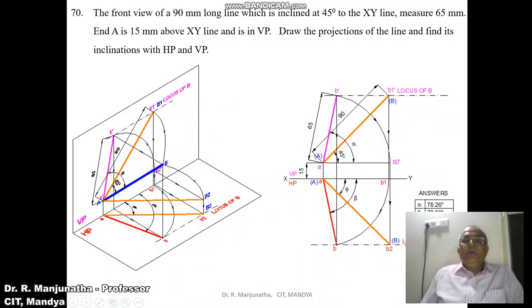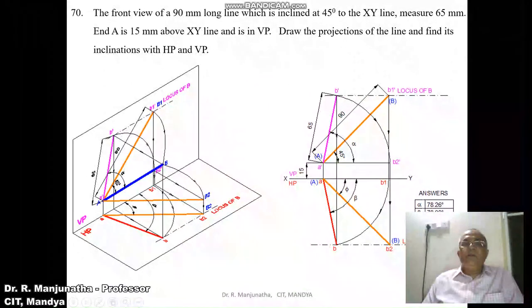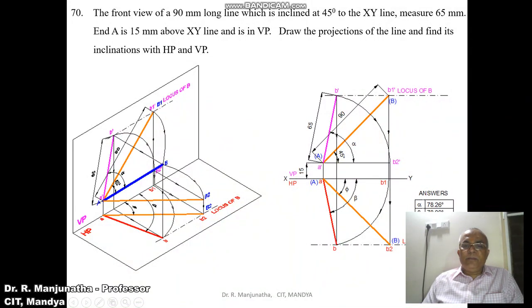Then, using the protractor, you measure the angle with A dash as center. With respect to the horizontal line, you measure alpha, which is 78 degrees. With A as center, with respect to the horizontal line, you measure the true inclination with respect to VP, which is phi, which is 44 degrees, and the apparent inclination with respect to VP, which is beta, which is 78 degrees. When you do it on the computer, alpha will be 78.26, beta 78.00, and phi 43.76 degrees. So this is how you solve the problem in the sketchbook.